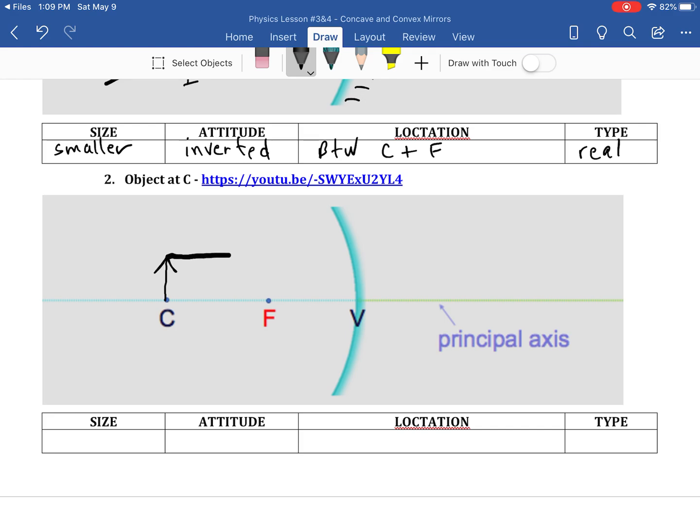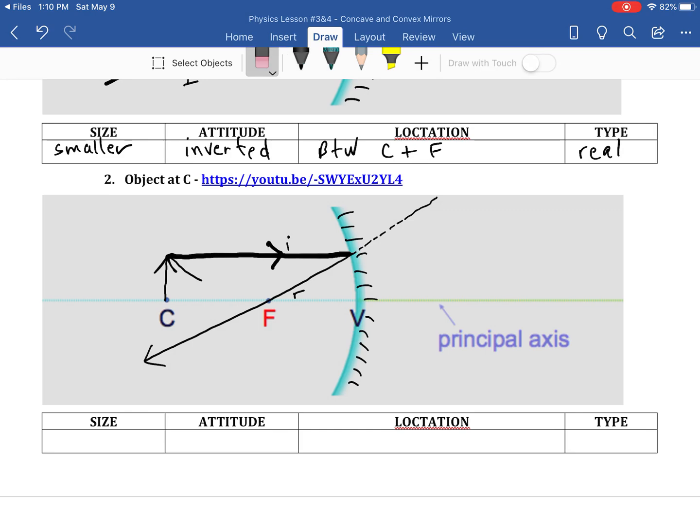All right, let's do our rules. First incident ray, top of the object, straight through, parallel to the principal axis, hits the reflecting surface. That reflects back through the focal point. That's a reflective ray, so it can go behind the mirror, and we're going to draw that dotted. That's my first incident ray and my first reflective ray. Now, next incident ray, top of the object. Sorry guys, that was off. Top of the object, straight through the focal point. Needs an arrowhead.